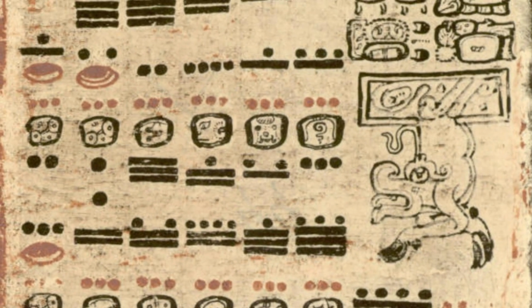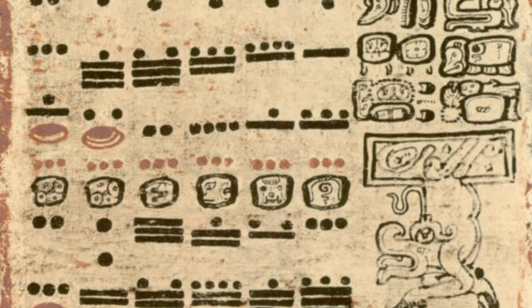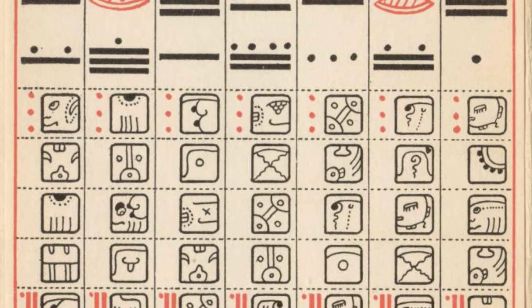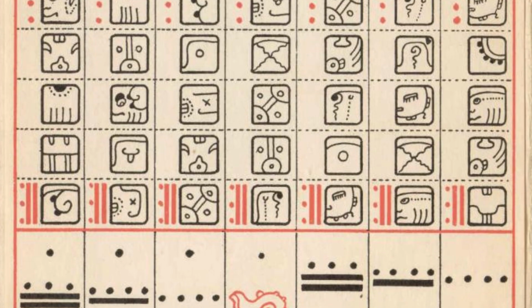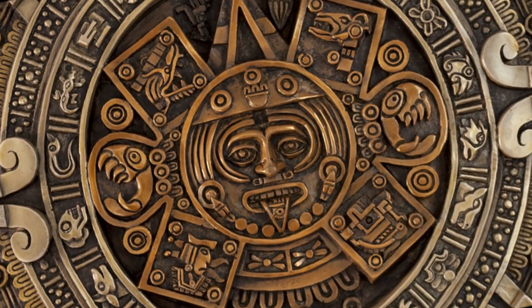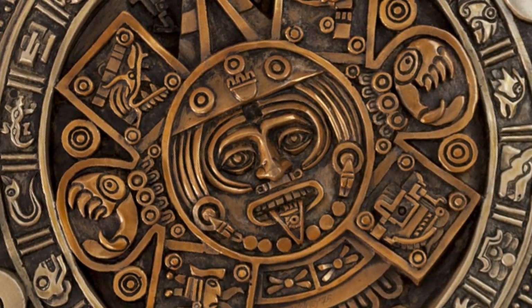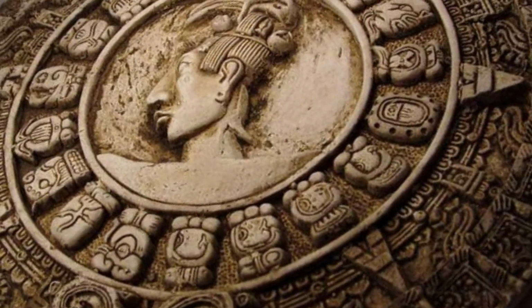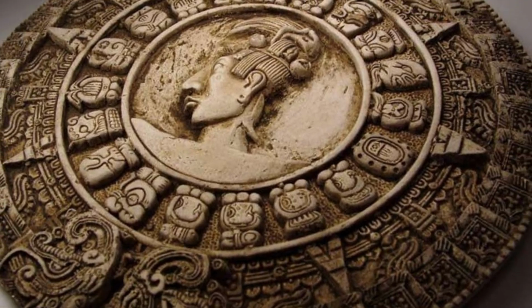The Maya developed an advanced base 20 number system, which included the concept of zero, one of the first cultures in the world to do so. The Maya calendar, based on their mathematical system, was incredibly precise, able to calculate solar and lunar cycles with remarkable accuracy.